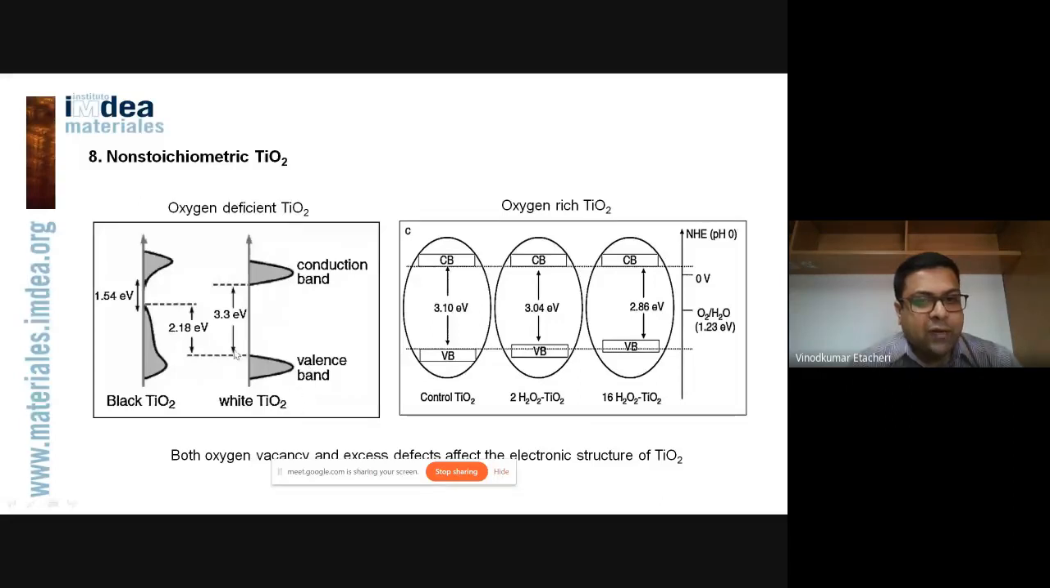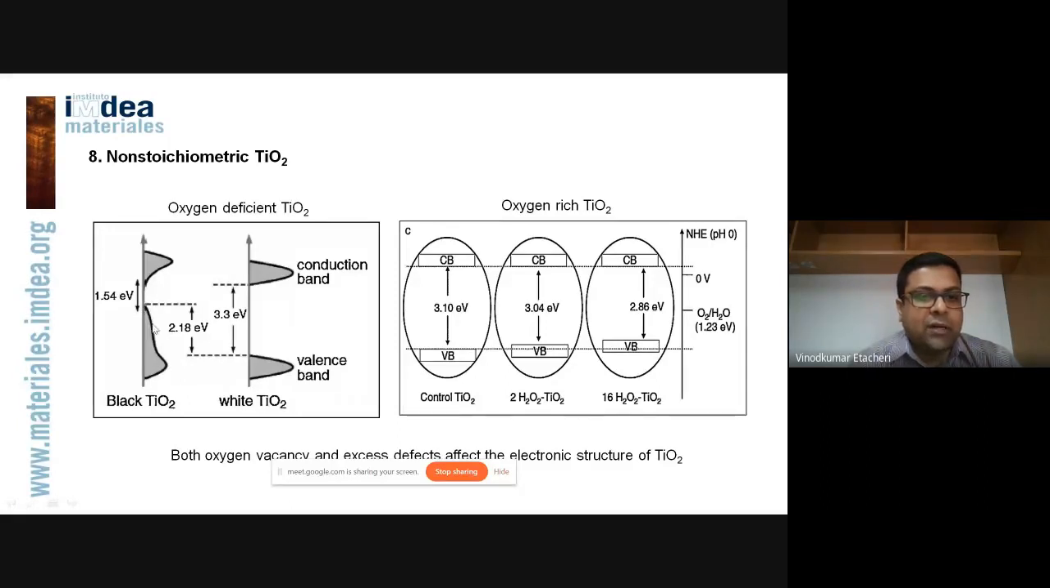The valence band and conduction band levels are 3.2, 3.3 electron volts apart. But if we remove oxygen, you get black TiO2, also known as oxygen deficient TiO2. If you remove oxygen from titanium dioxide, the shape of the valence band changes.